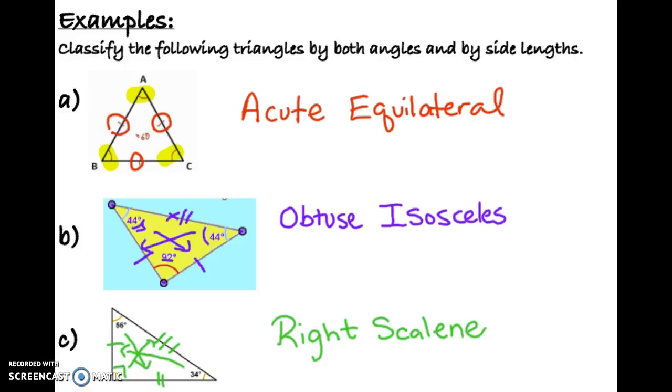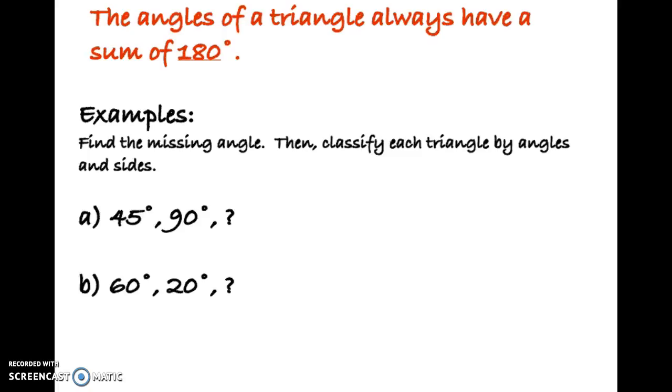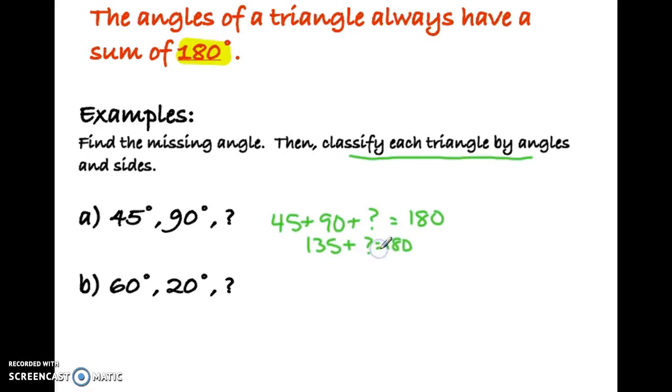Okay. Let's look at one last fact, and it will help us. The angles of a triangle always have a sum of 180 degrees. That means the 3 angles always add up to 180 degrees. It's a fact that you need to know. So we're going to try to find the missing angle, and then once we know the missing angle, we're going to classify it by angles and side lengths. So I want 45 plus 90 plus this unknown angle to add up to 180 degrees. So you'll notice 135 plus something is 180 degrees. If you just subtract 180 minus 135, you're going to get that the missing angle is 45 degrees.